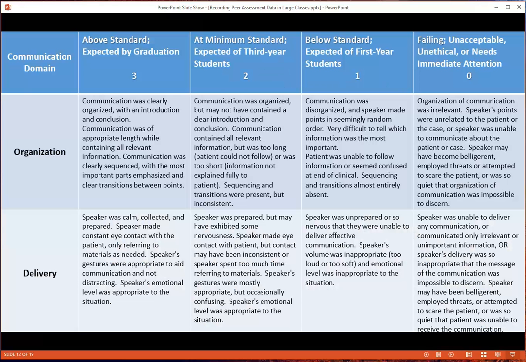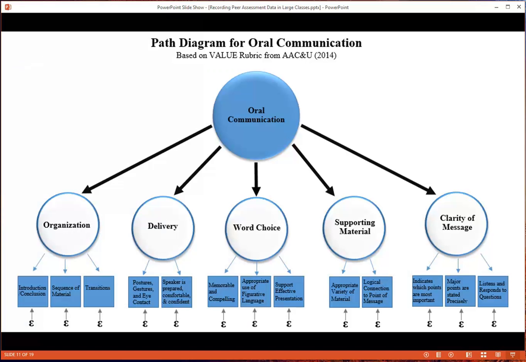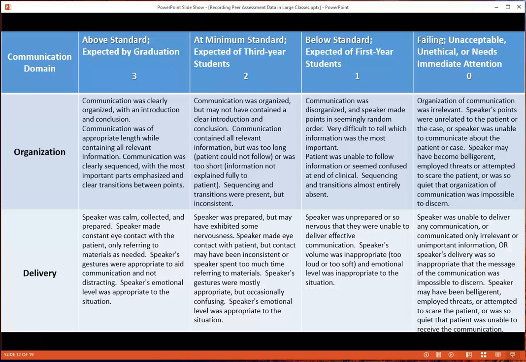And this is what the rubric looks like. And it's not a perfect rubric. There's a couple places where I think it's a little redundant, and a couple places where I can see some ambiguity where someone might not know which place to pick. But in general, it really focuses on the behaviors, these squares that you see at the bottom here. And that's what you want when you're trying to have peers assess, because they can focus on behaviors, right? If they saw something here like a speaker made eye contact with the patient, but contact may have been inconsistent, or speaker spent too much time referring to materials, that's an observable behavior. We don't need a whole lot of training to have students do that.